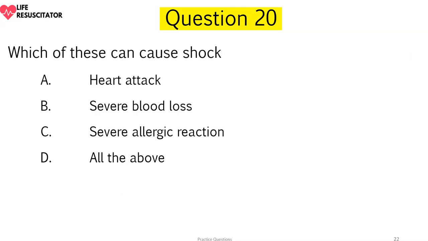Which of these can cause shock? A, heart attack. B, severe blood loss. C, severe allergic reaction. D, all the above. Which of these can cause shock?